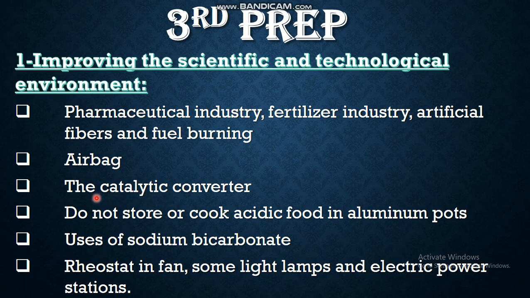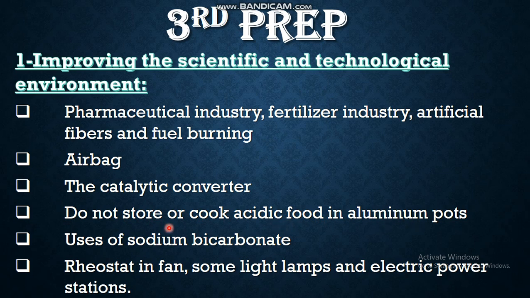Next, catalytic converter. The importance of the catalytic converter is that it changes harmful gases to harmless gases, and we can explain the idea of how it works. The next: don't store or cook acidic food in aluminum pots.